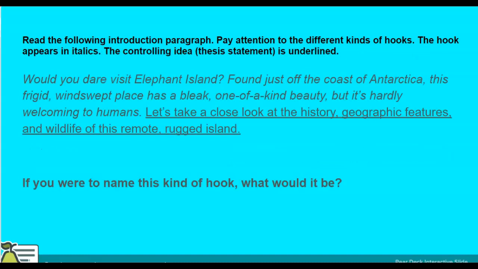So when we look at this introduction paragraph, I want you to pay attention to the different kinds of hooks. The hook appears in italics, the controlling idea is underlined. So here's an introductory paragraph. Would you dare visit Elephant Island? Found just off the coast of Antarctica, this frigid, windswept place has a bleak, one-of-a-kind beauty, but it's hardly welcoming to humans. Let's take a close look at the history, geographic features, and wildlife of this remote, rugged island. If you were to name this kind of hook, that part in italics, what would you name it?